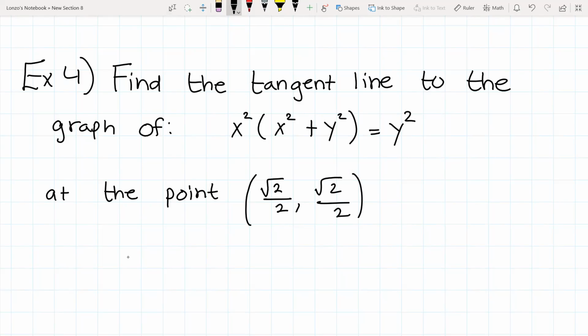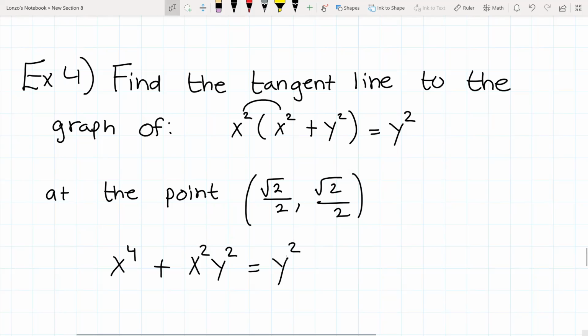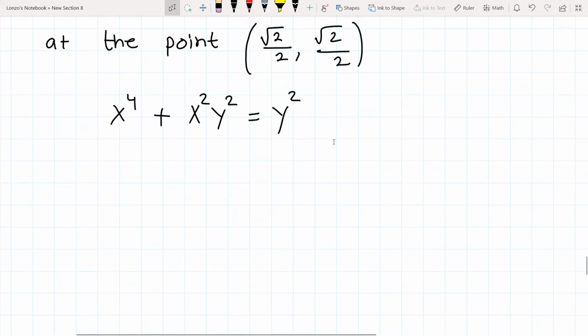I think I should FOIL out the x squared. So yeah, let's do that. FOIL it out. So this would be x to the fourth plus x squared y squared equals y squared. Now let's just take the derivative implicitly.